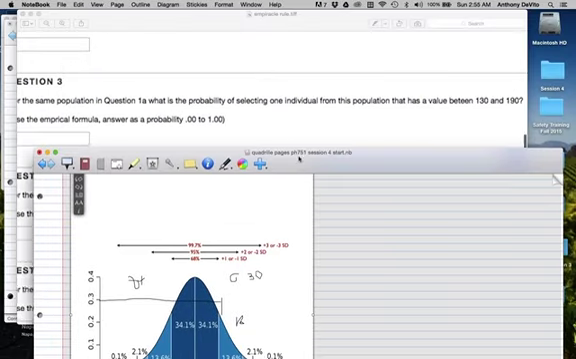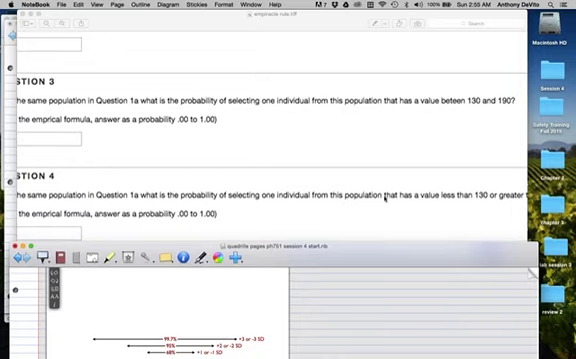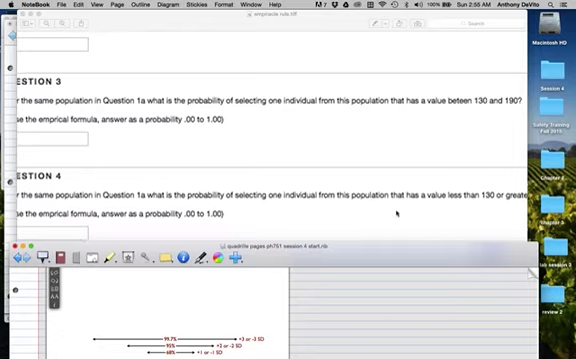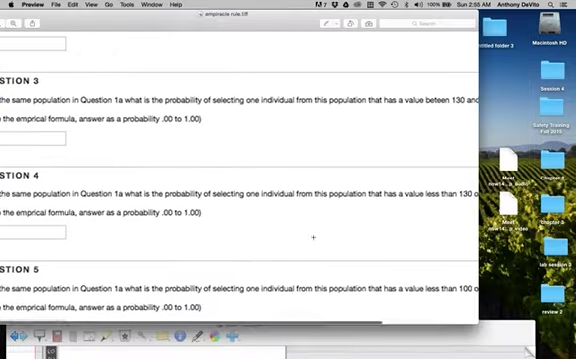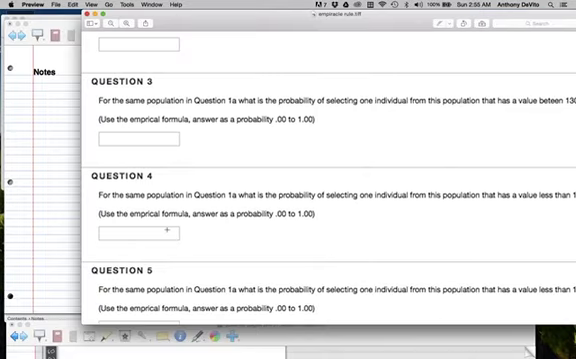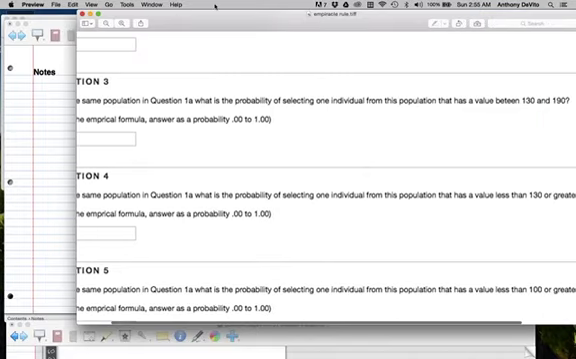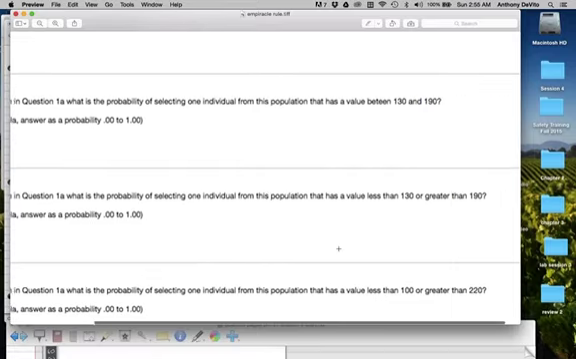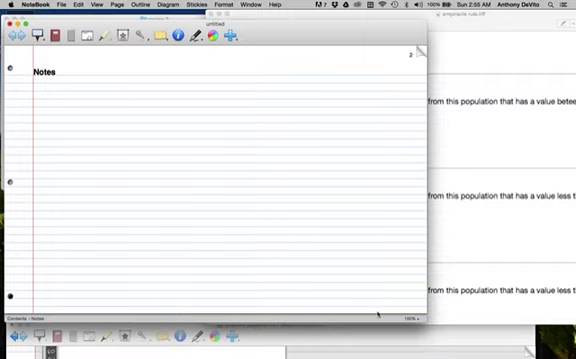Let's take a look at the next part of this. What's the probability of selecting one individual that has a value less than 130 or greater than 190? We just answered that question. Same population, with the probability an individual has a value less than 100 or greater than, let's see if I can read that, less than 100 or greater than 220. So let's take a look. Let's go back here.